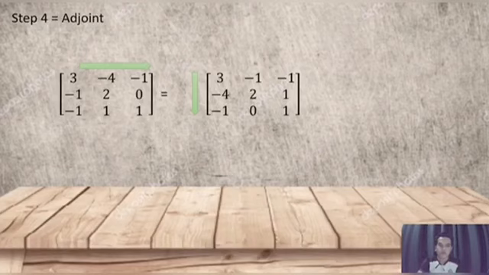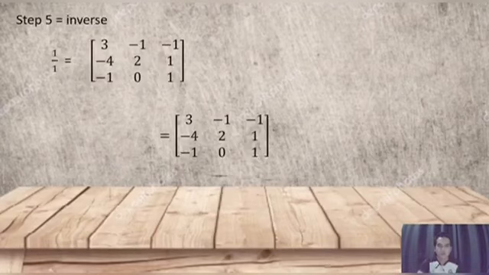Step 4 is find the adjoint. Now, transpose all elements of the previous matrix. In other words, swap their positions. And the answer is first row 3, -1, -1, second row -4, 2 and 1, and third row -1, 0 and 1.